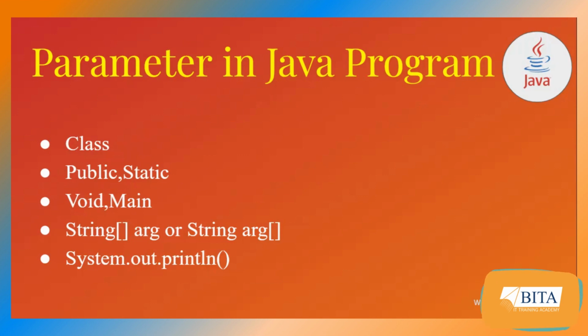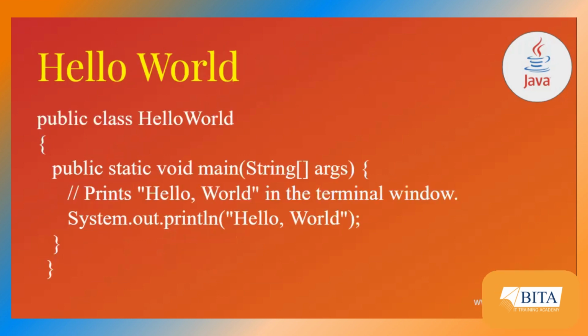And void is the return type of a method which doesn't return any value. And main is the starting point of the program. String we will be seeing in detail in the upcoming videos. System.out.println is the print statement. So here we are going to write our first program, Hello World.